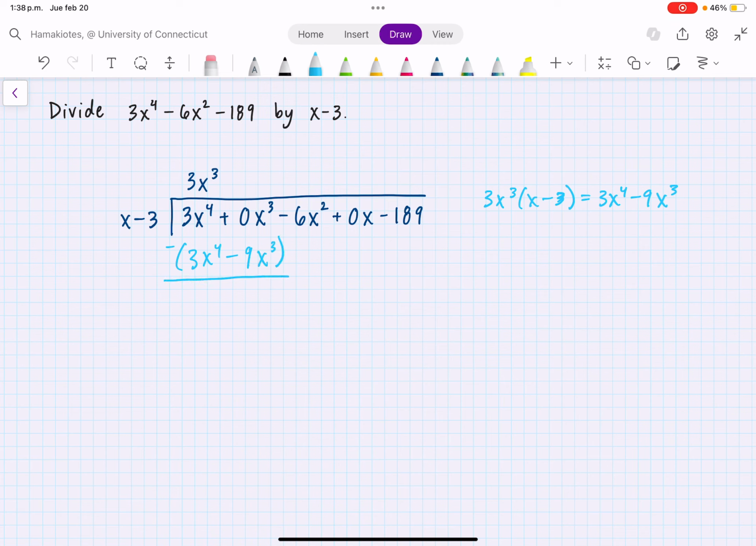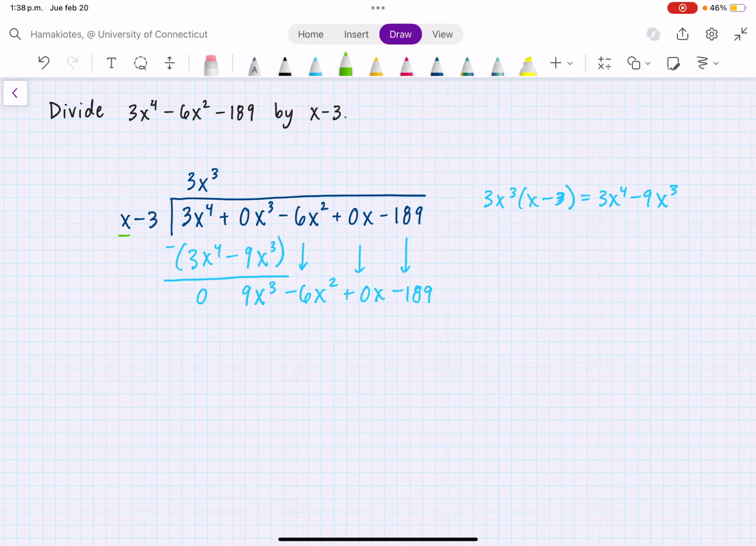So this becomes 3x to the fourth minus 3x to the fourth is 0. Now I have a 0x cubed minus 9x cubed. So that's the same as plus 9x cubed. Now we bring down everything else. So minus 6x squared plus 0x minus 189.